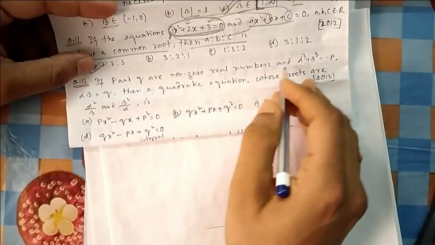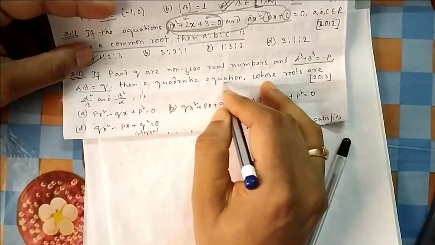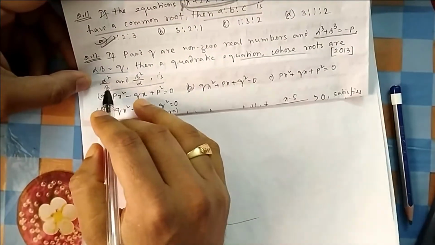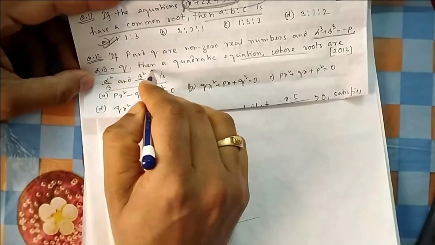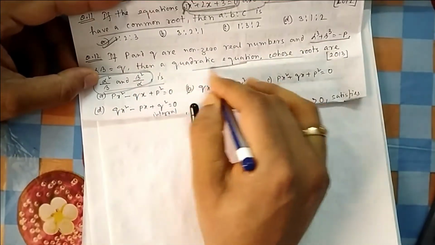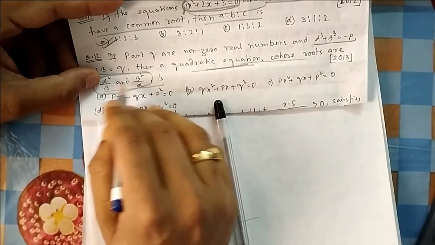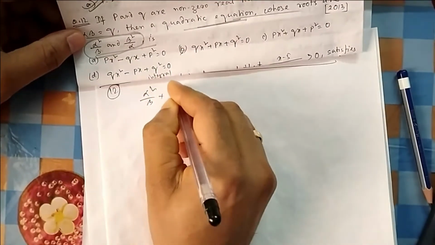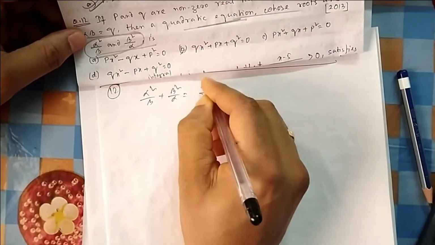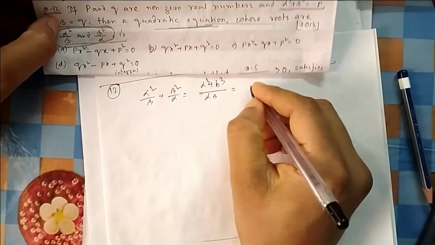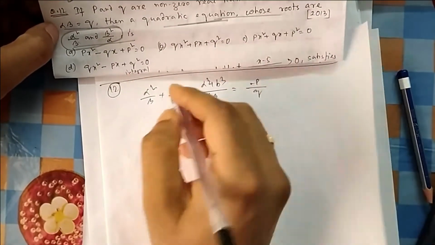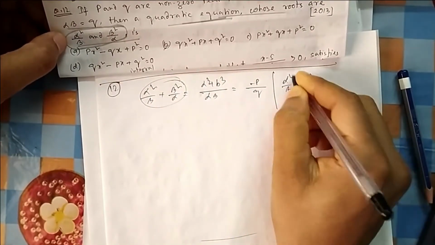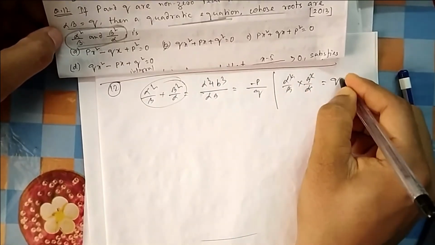P and Q are non-zero real numbers, and alpha cube, beta cube are given, alpha beta, then the quadratic equation whose roots are this. So by seeing this, you can now have some idea. If I can find how quadratic equations are formed when its roots are given, you need to find the sum of these and the product of these. So if you take the sum, it is alpha cube plus beta cube by alpha beta, and this is given: alpha cube plus beta cube is minus p and alpha beta is given. So the sum of the roots is given, and if you take the product of these two, that is also given, because it will be alpha beta, that is given q.